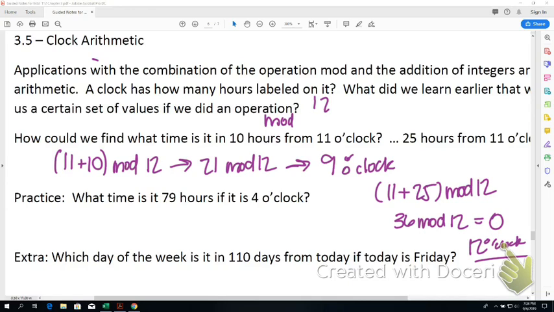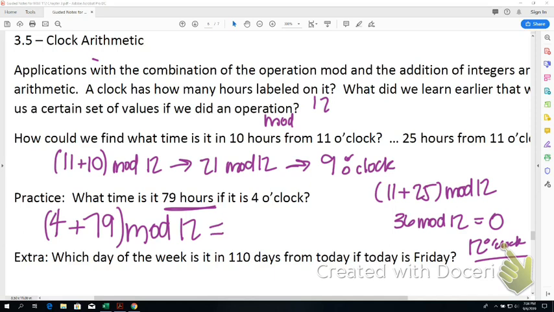So let's practice. What time is it in 79 hours if it is 4 o'clock right now? So we're starting at 4. And what are we going to add to that? How many hours in the future do we want? We want 79. So we're going to add 79, and then we're going to do mod. Since we're dealing with the clock, it'd be 12. So this would be 83 mod 12, and then you want to think, what would this value be?